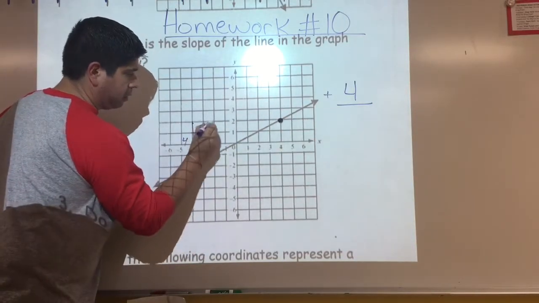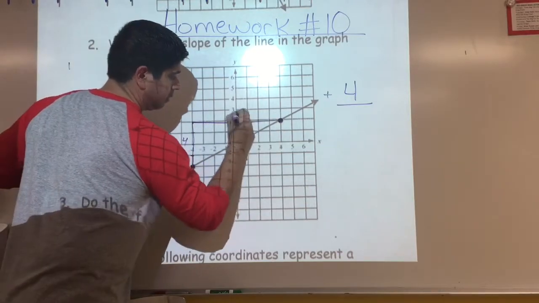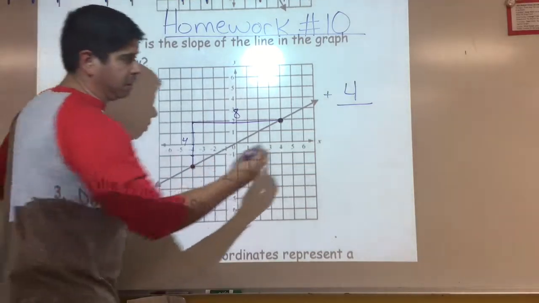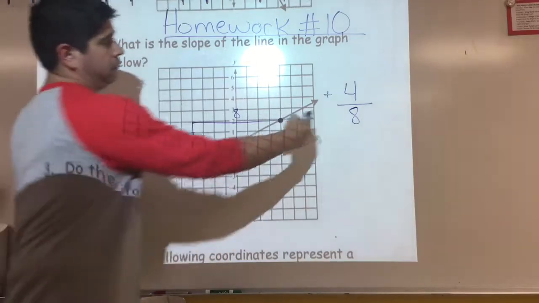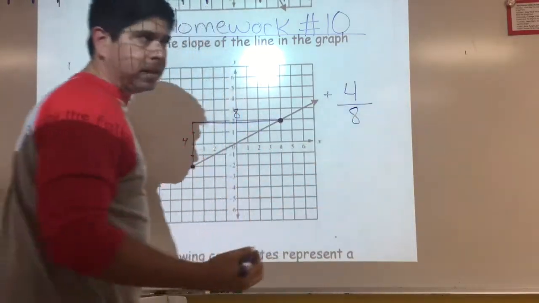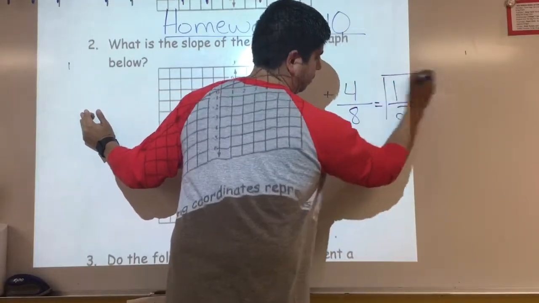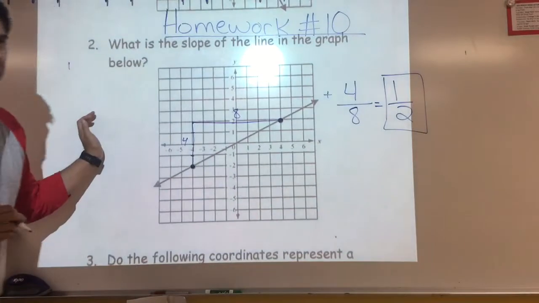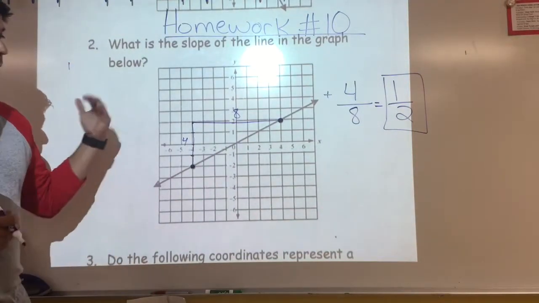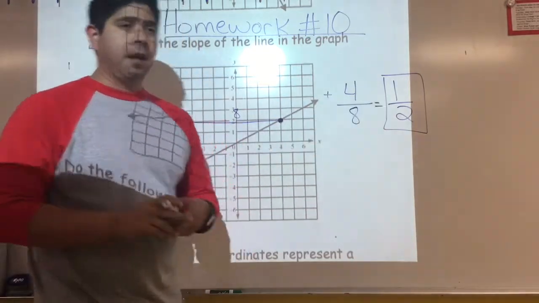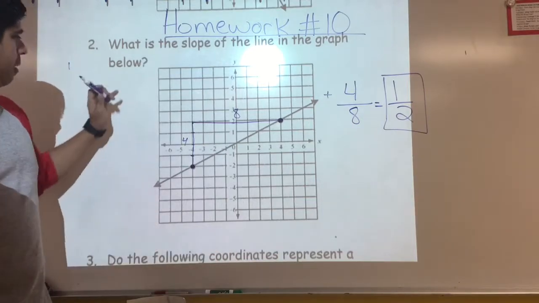Okay, then I go over to the right. The arrow is always going to be going to the right. 1, 2, 3, 4, 5, 6, 7, 8. It's going 8 that way. So that's going to be my denominator. So 4 over 8, or 4 divided by 8. I divide by 2, simplify it down. It's going to be 1/2. My slope is 1 over 2. All right, positive, you don't have to put the positive here, okay? The only thing is if it's negative, you have to have the negative sign there. All right, so that's number 2.